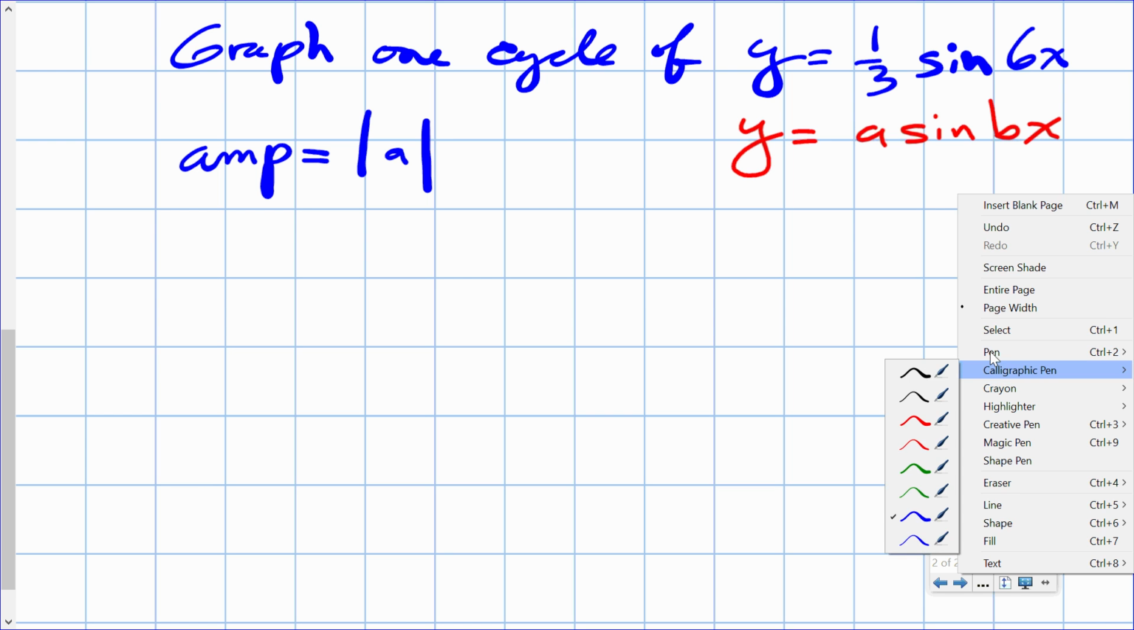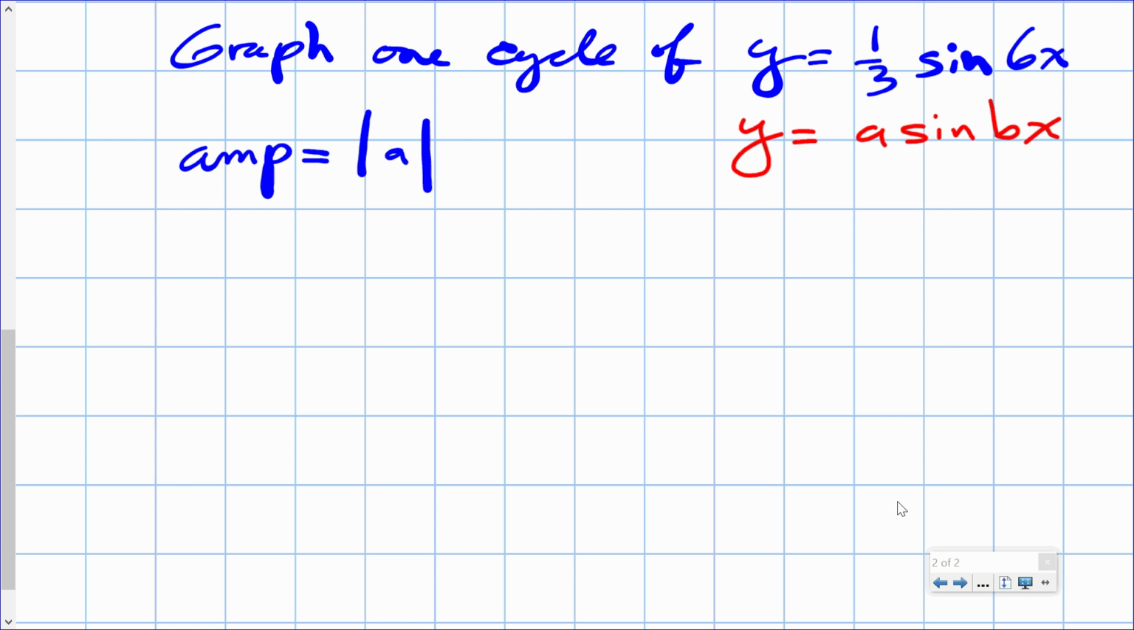1/3, which means we're shrinking those waves, cutting them in thirds. Instead of the wave being one unit high, we're shrinking it because of the 1/3. So the amplitude is just 1/3. Smaller waves.